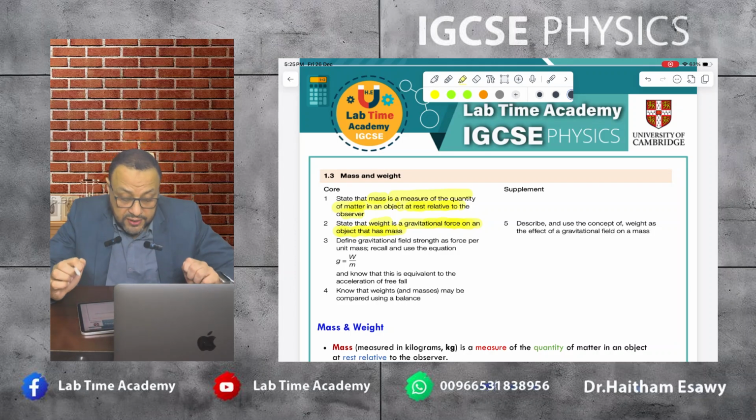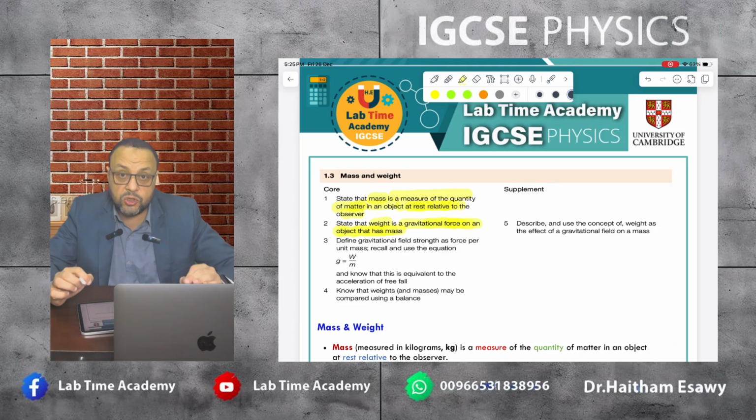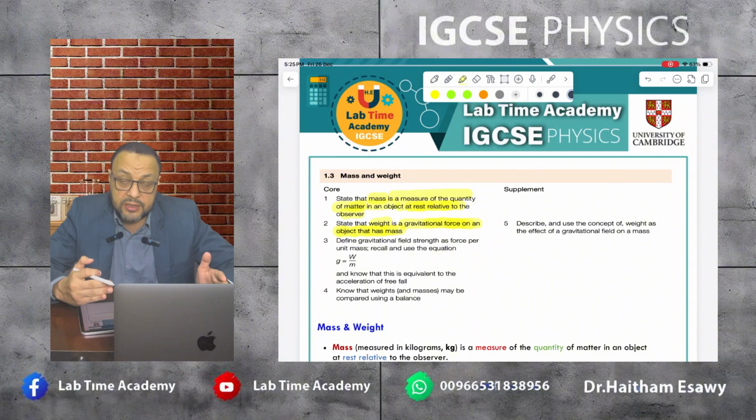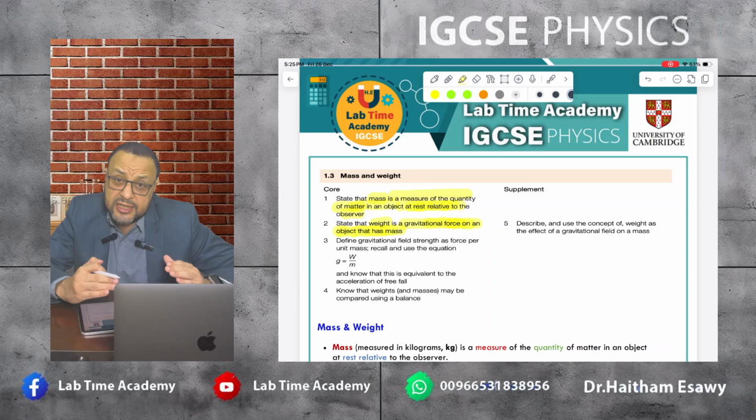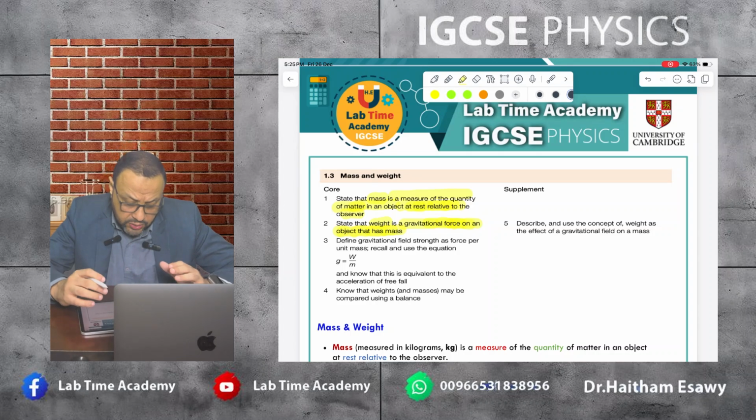You have to write the definitions for mass and weight; these definitions will be acceptable. You have to write these definitions from the Cambridge syllabus. Take care, we have an updated Cambridge syllabus that will take place from the next May/June 2026. So take care about it.